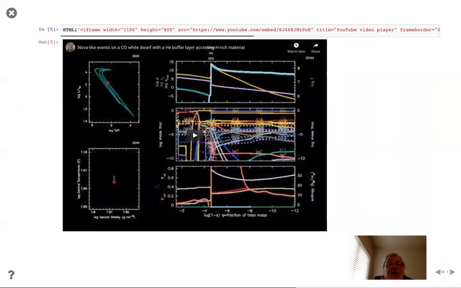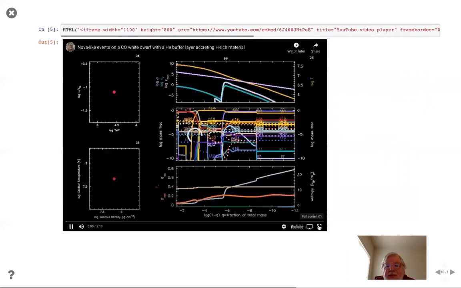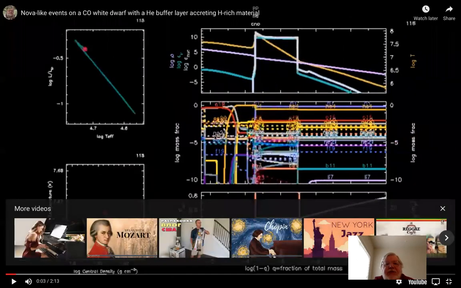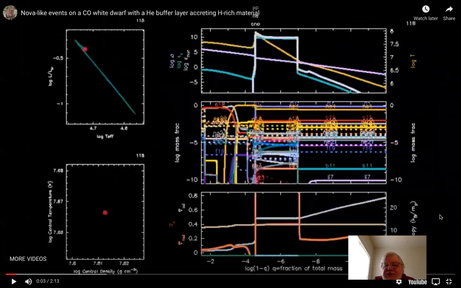Okay. So now this is an animation already familiar to you from MESA simulation. But in this case, it's not just the evolution of a one solar mass star. Instead, this is the evolution of a nova-like explosion. Let me start it here. Okay. So let me just close this.